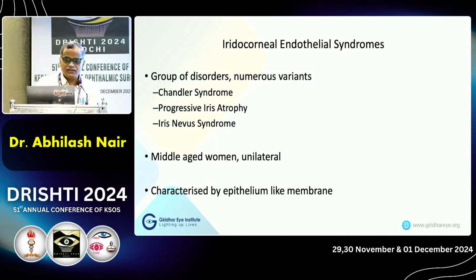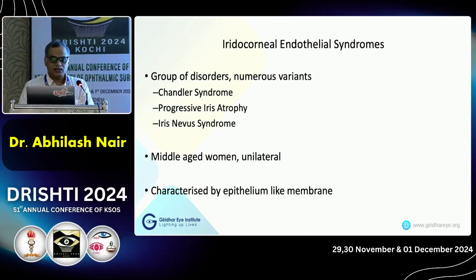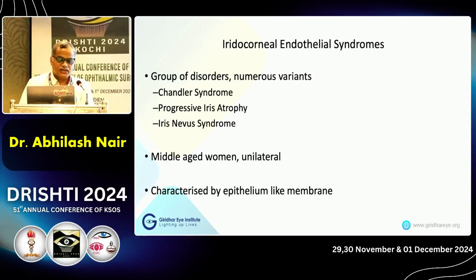Coming to the next important group of conditions, the iridocorneal endothelial syndromes. Now, the named variants are Chandler syndrome, which is the most common and usually affects the cornea, progressive iris atrophy, and iris nevus syndrome. Usually in middle-aged women, men also might get it, but almost always unilateral.